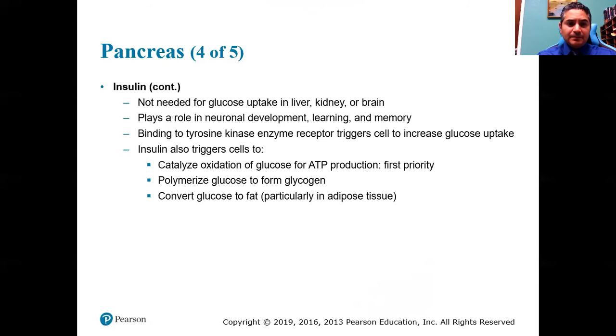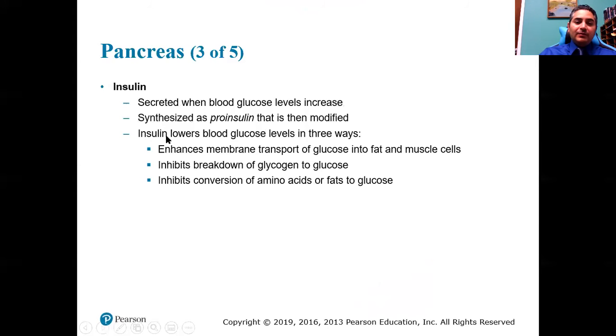So insulin is not needed for glucose uptake in liver, kidney, and brain. It also plays a very important role in neurodevelopment, learning, and memory. And look at this: insulin comes in, binding the tyrosine kinase enzyme receptor, which triggers cells to increase glucose uptake. That is what we were talking about right here.